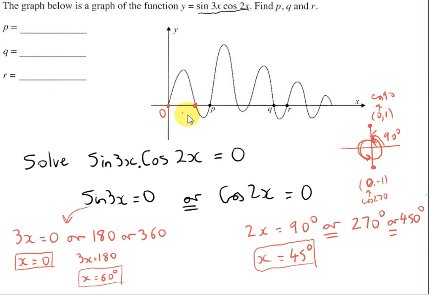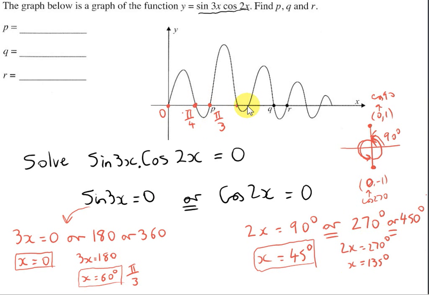I can write that in radians. It's pi over 4 radians. Now, if we get a solution from putting 2x equal to 270, we get a value of 135 degrees. That's not the next smallest. The next smallest after 45 degrees is 60 degrees, so P must be 60 degrees. 60 degrees is pi over 3. Pi is 180. 180 divided by 3 is 60.